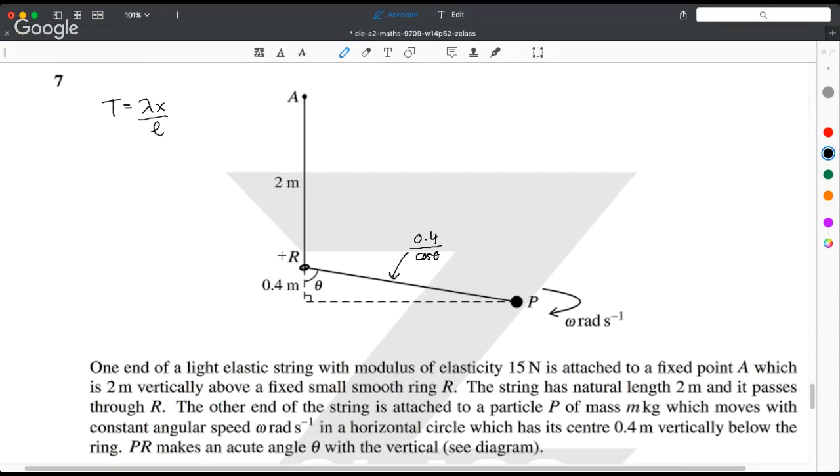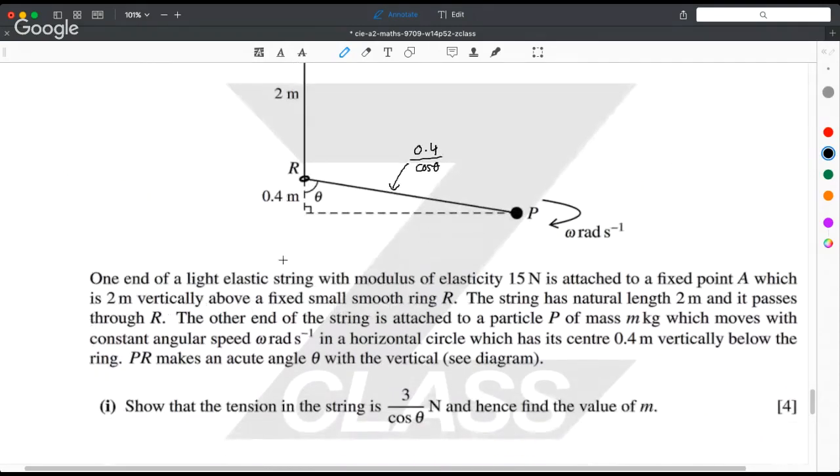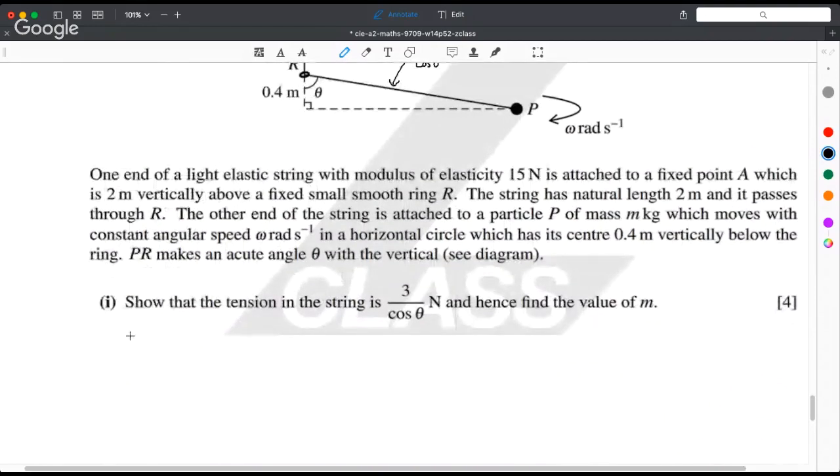The first question is asking us to find the tension in the string. So what do we know? We know lambda. Well, what is x? Sorry, no, it's going to be the actual length, big L, minus the natural length. So x is saying how far the string has been stretched or shrunk from its natural length.